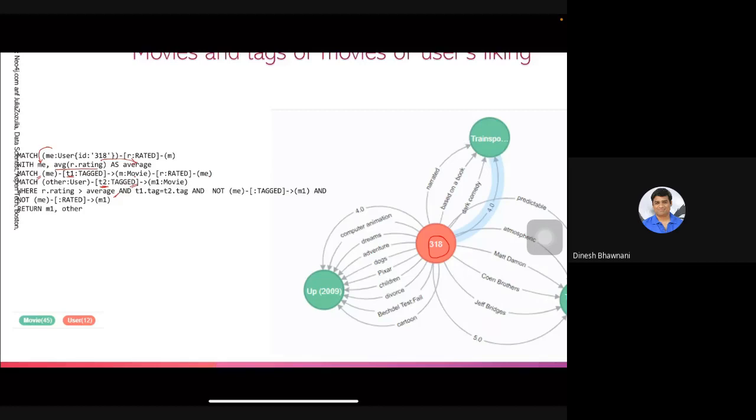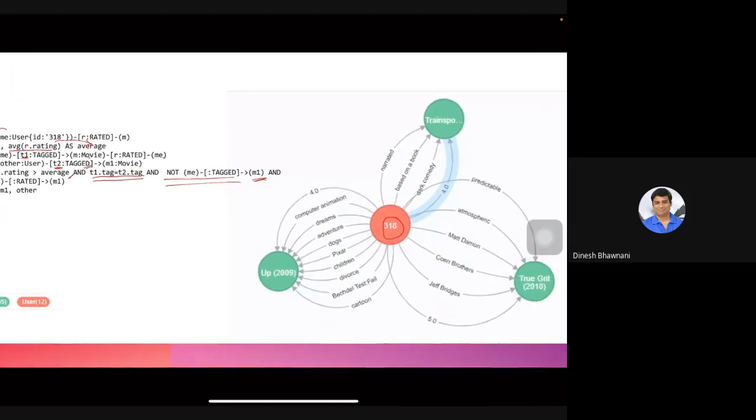So then you can go ahead and match it with what? Tags. Because we are talking about similar tagging, right? So T1 tag, T2 tag, and not me. Okay. So things that I didn't tag, that also I want to see. And you'll bring it all into M1. And again, not me, rated M1. Return M1 and other. Okay. Something like this you will see.